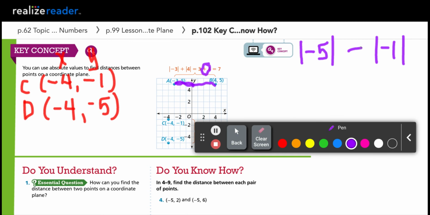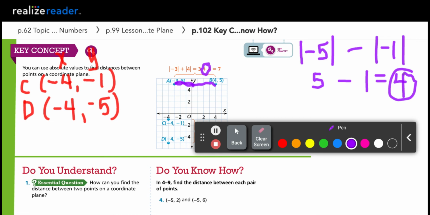So we find the absolute value of -5. Absolute value of -5 is 5. Minus, bring down that minus sign. What's the absolute value of -1? 1. So I subtract here. 5 minus 1 is 4. The distance between points C and D is 4.